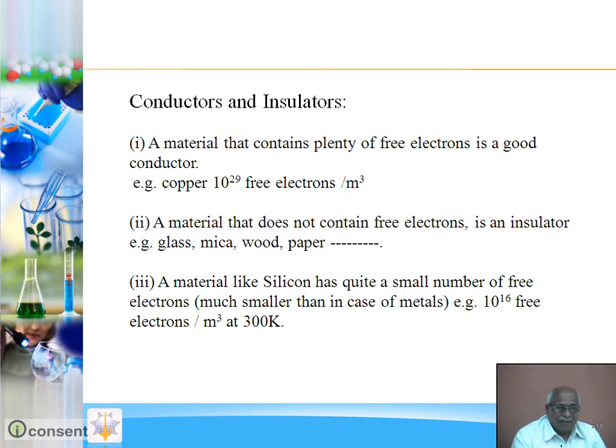What is free electron? Electrons are there in every material. You know very well that all the matter consists of atoms and molecules. In each atom, electrons are moving around the nucleus. An electron moving around the nucleus is a bound electron. The electron is not free to go anywhere. It has to move around the nucleus in a circular orbit.